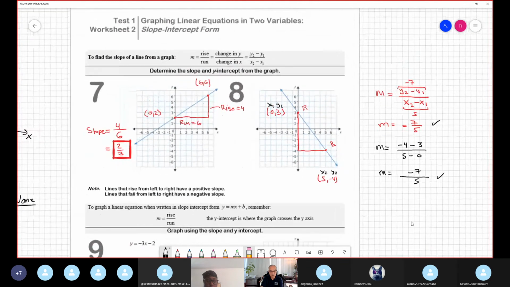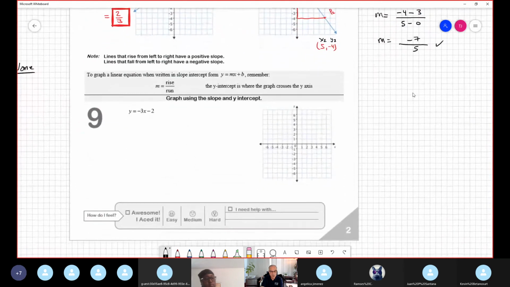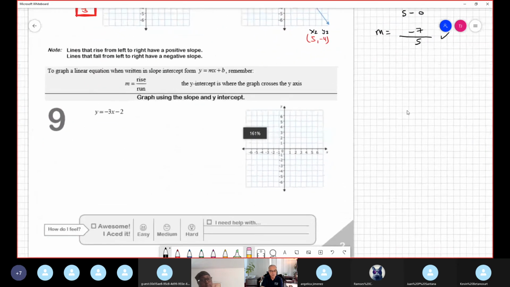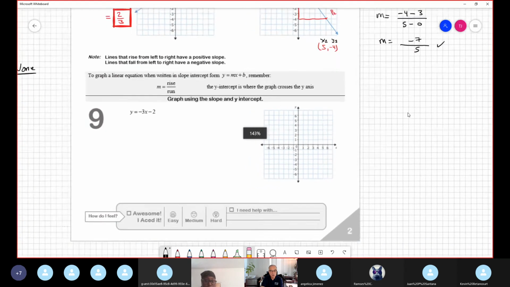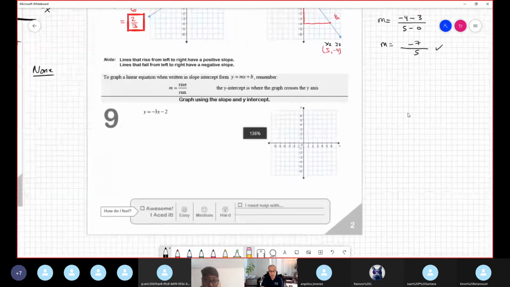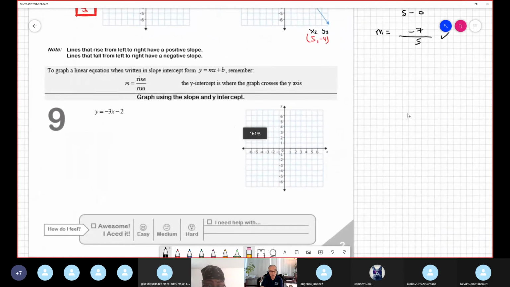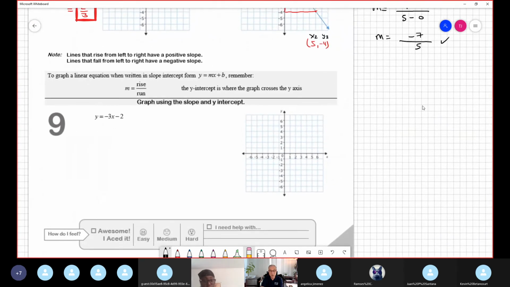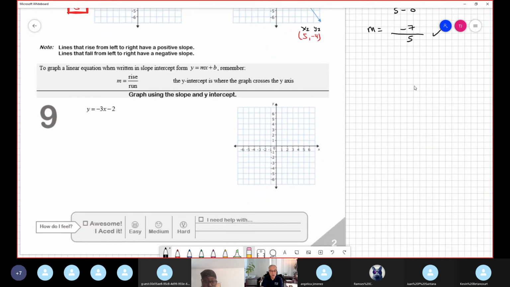That was number 8, no? You see number 9. Number 9 is similar. Okay. But no, it's not similar. It's different. The equation is given. No, in this case, the line was given graphically.